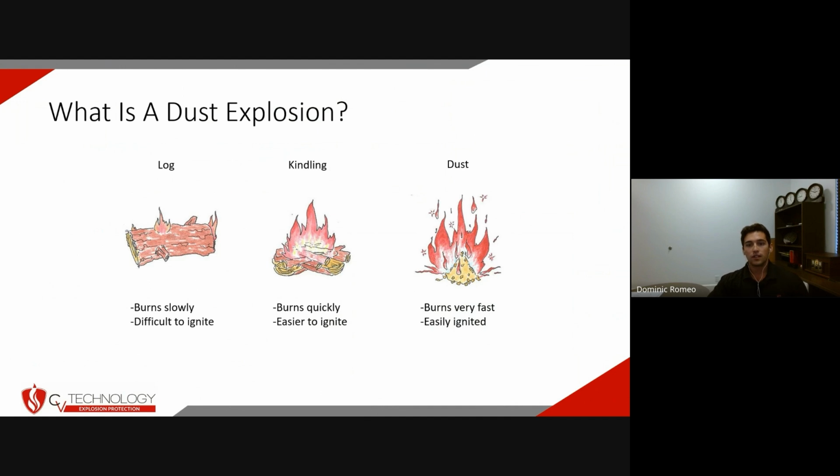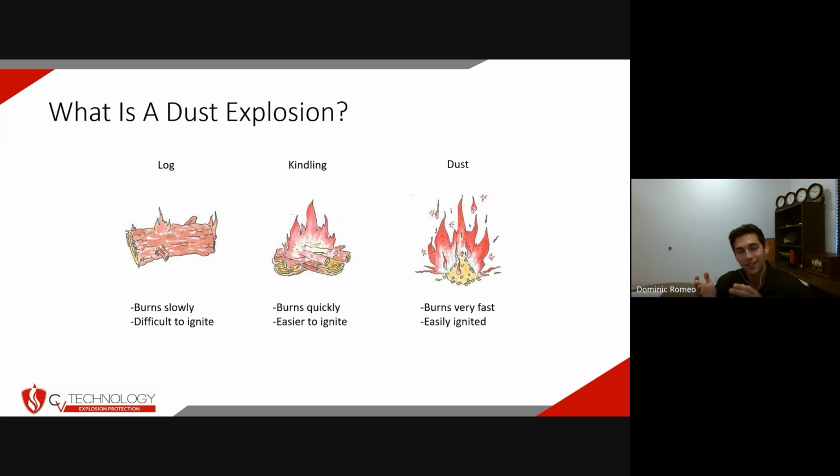So before I really get into the specific testing that can be accomplished with dust, I would like to ease into that conversation with the basics of what a dust explosion actually is. A big industry example is a log. If you take a log and try to set it on fire, it's going to be very hard to set on fire at first, but then it's going to burn for a very long time. But if you chop that log into smaller pieces, it's going to be easier to ignite and it's going to burn for less time. And the same thing goes for dust.